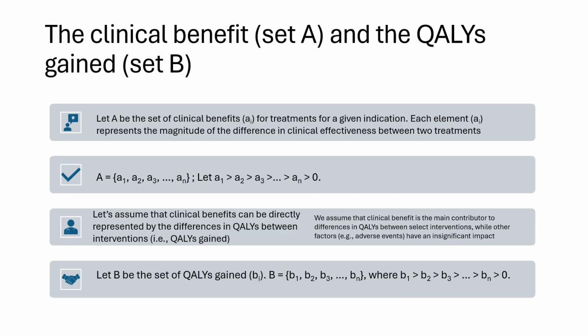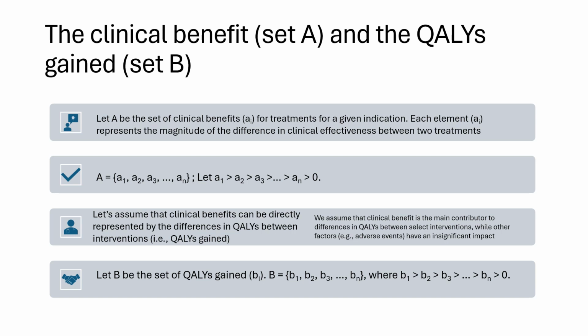We further extended these concepts to the association between the clinical benefit, set A, and the QALY gained, set B. Researchers developing this tool must review both clinical and economic literature to populate sets A and B. Let set A be the clinical benefits for treatments for a given indication.